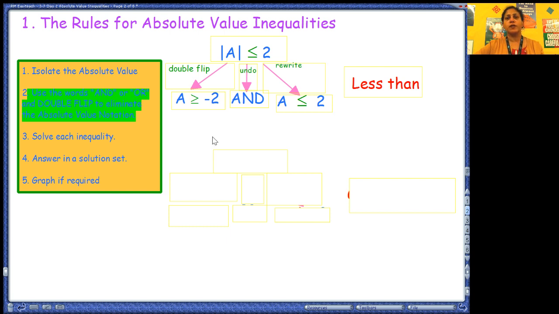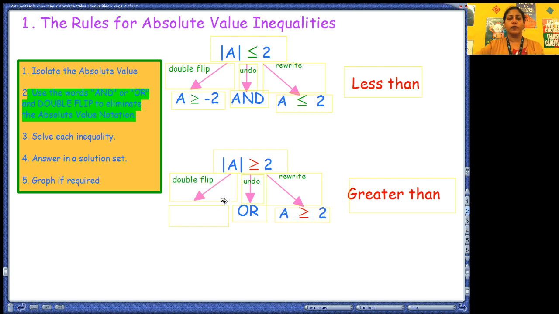Similar thing happens when it's a greater than inequality. In this case, let's say A is greater than +2. Instead of the word "and," if it's greater than, you're going to undo it by putting the word "or." On the right side, you will rewrite the inequality without the absolute value. On the left side, you will double flip and it will become A is less than the opposite, which is -2. So keep these rules in mind and let's do some examples.